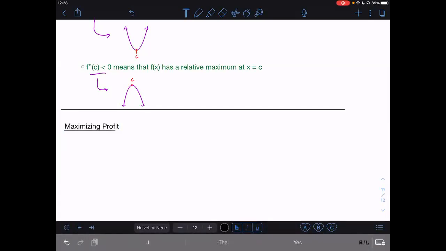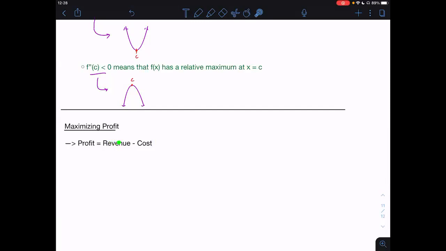Okay, now recall from chapter 2, the profit of a business company is defined as your revenue minus your cost function. Recall revenue represents how much money we get from selling x amount of units at a certain price, and the cost function represents how much money we're going to spend making these x amount of units.